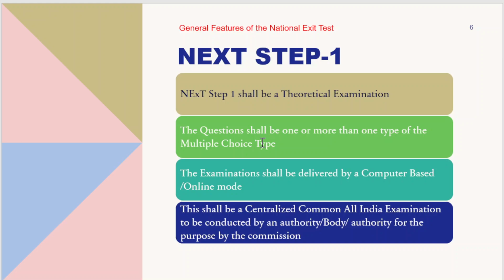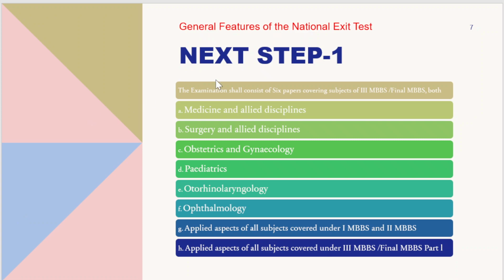There shall be a centralized common all India examination to be conducted by a body or authority designated for the purpose by the Commission. The second thing is the examination shall consist of 6 papers covering subjects of MBBS final part 1 and MBBS final part 2. That would include medicine and allied disciplines, surgery and allied disciplines, obstetrics and gynecology, pediatrics, ENT and ophthalmology.